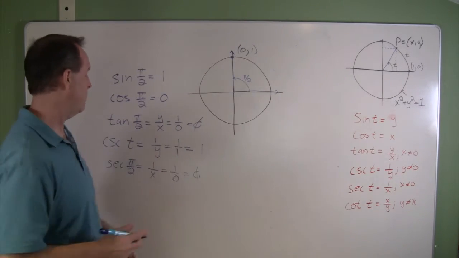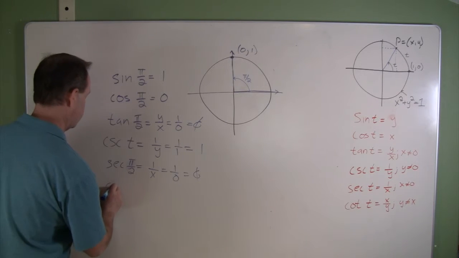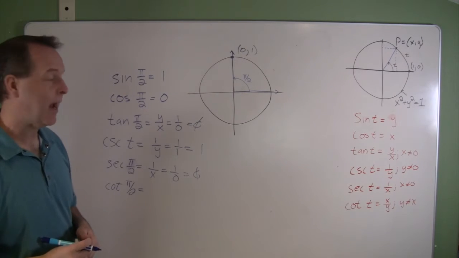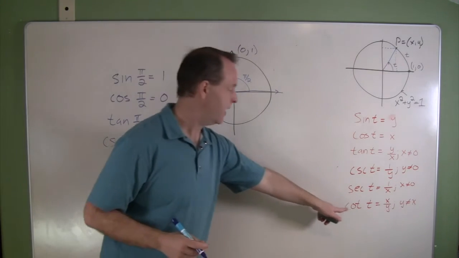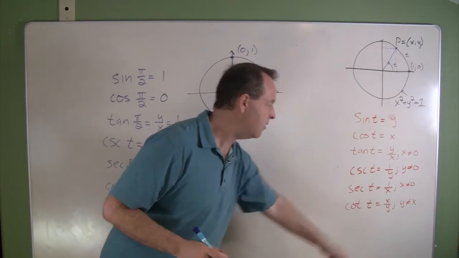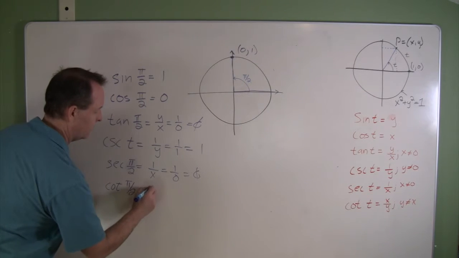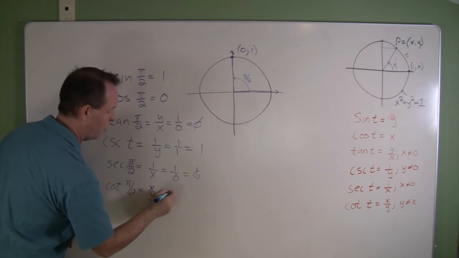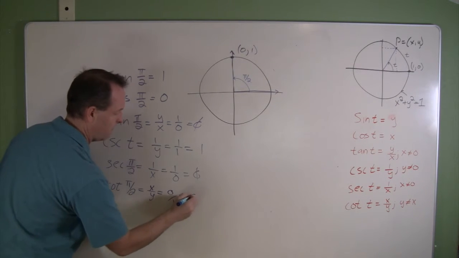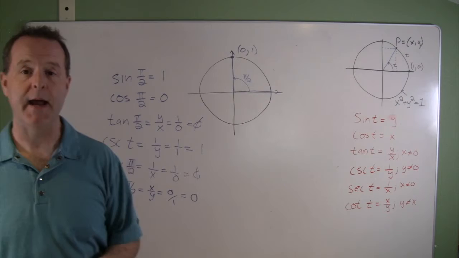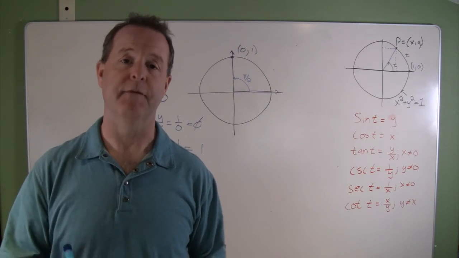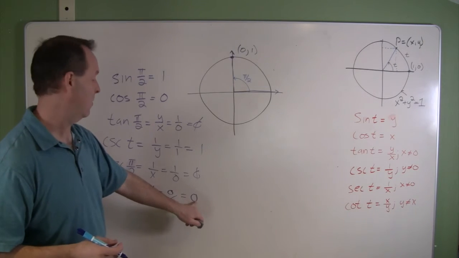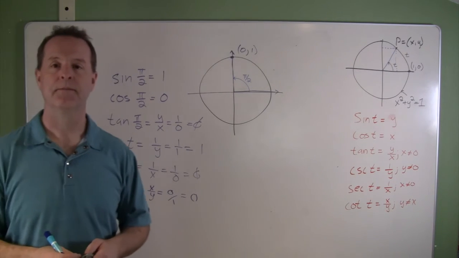And the last one is the cotangent. So what's the cotangent? The cotangent of pi halves, if I remember, the cotangent of t of any angle is the x over the y-coordinate. The x-coordinate was 0, the y-coordinate was 1. So the cotangent at pi halves, it is defined, but it's defined at that particular angle as being 0. So the cotangent of pi halves is 0.